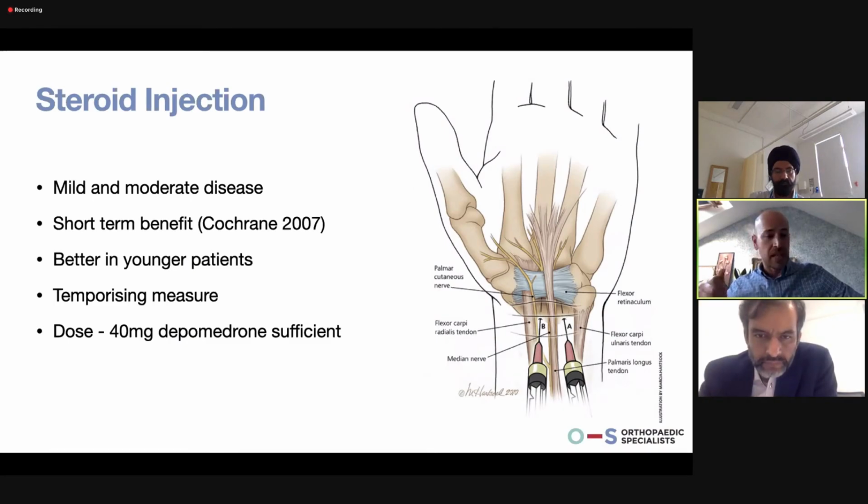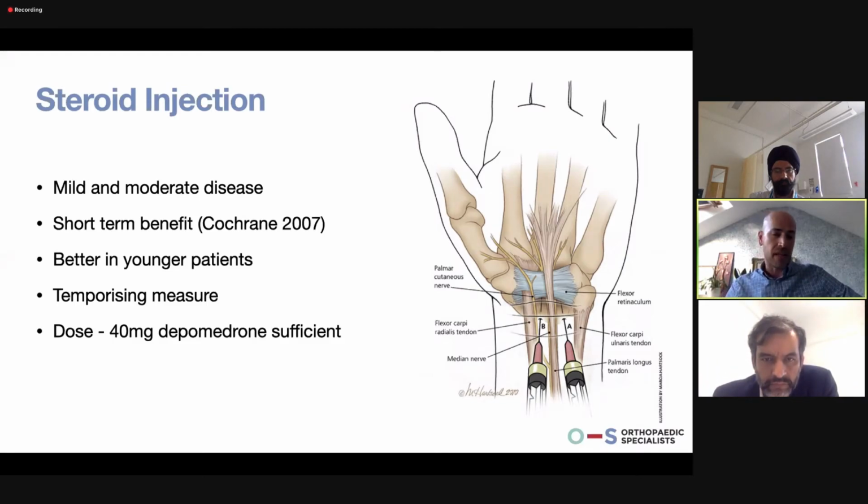More recent studies have shown a much more prolonged benefit, lasting up to 10 weeks and some up to a year. These studies have shown 40 milligrams of depo-medrone is sufficient. You don't need to go much higher than that. I personally don't use local anesthetic. There's no harm to it, but it really creates an unnecessary numbness following the injection, which is not really required. If one is injecting it to prevent a steroid flare, that comes on the following day and lasts for 1 to 2 days, and the local anesthetic won't have any benefit at that stage.